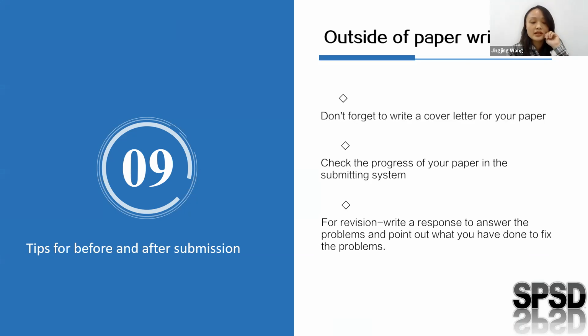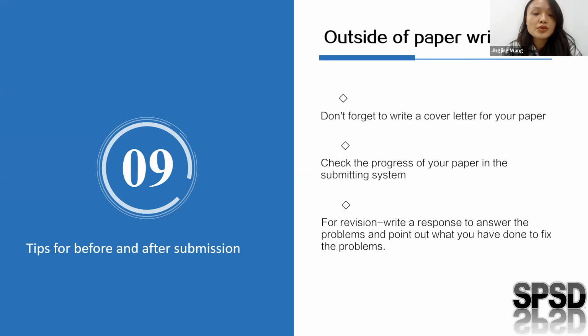After submitting it, for most journals, you can check the progress of your paper in the system, and hopefully it will be accepted for publication. But in most cases, your paper will need some revisions. In this case, you can receive the comments from reviewers and editors. And of course, you must revise the paper according to the reviewers' comments.